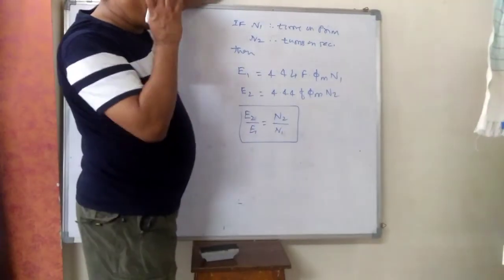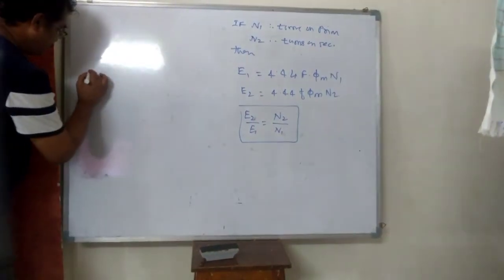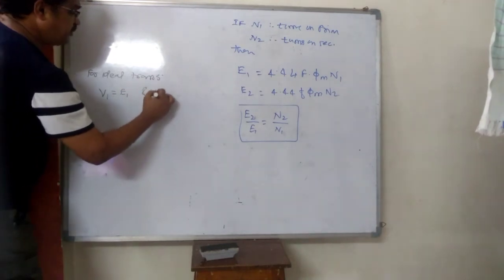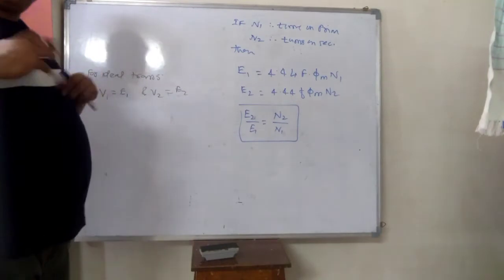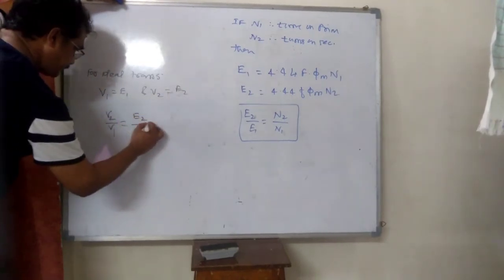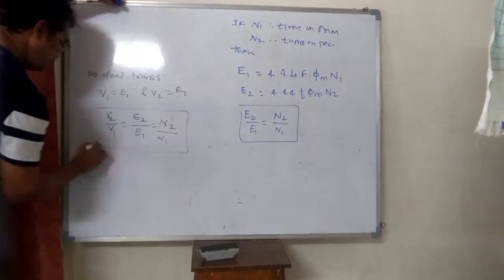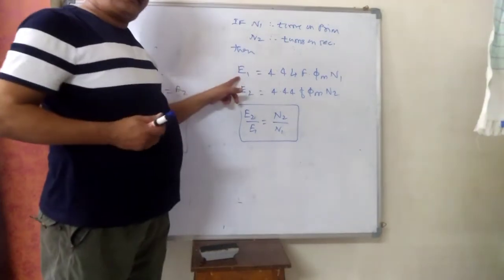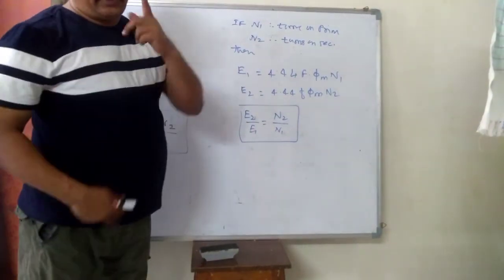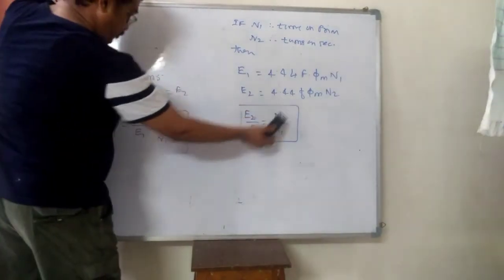Now we have just studied a diagram above where V1, E1, V2, E2, I1, I2 are indicated. For ideal transformer, V1 is equal to E1 and V2 is equal to E2. So we get V2 upon V1 equal to E2 upon E1 equal to N2 by N1. So first I have written the equation for primary induced EMF, secondary induced EMF, and their ratio. Then in the diagram we have drawn V1, E1, V2, E2, I1, I2. If the transformer is ideal, then V1 equals E1, V2 equals E2, so V2 by V1 is E2 by E1, and that is N2 by N1.